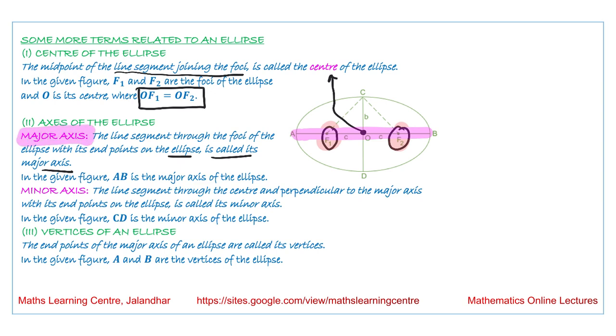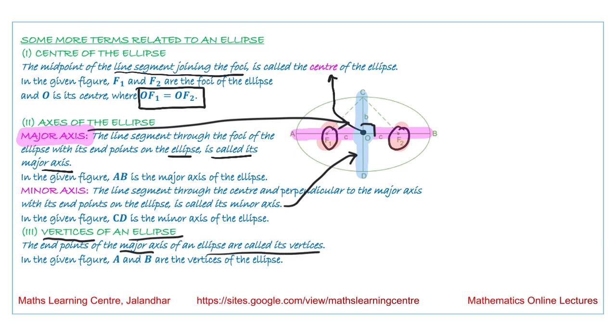Next term is the minor axis. This is the center O. The line passing through the center O and perpendicular to the major axis is called the minor axis of the ellipse. Next term is the vertices of an ellipse. The end points of the major axis of an ellipse are called the vertices. So A and B, in this case, are the vertices of the ellipse.